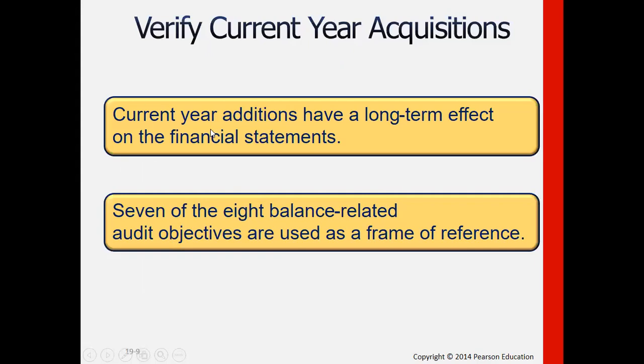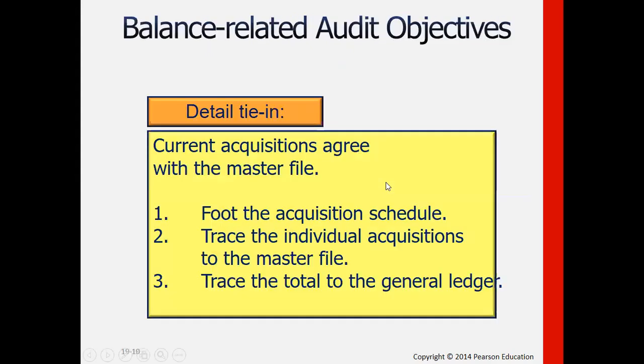Next, in verifying current year acquisitions, we have to take note that the current year additions will have a long-term effect or impact on the financial statements, most especially on the depreciation expense and accumulated depreciation. Then 7 of the 8 balance-related audit objectives, such as occurrence, completeness, etc., are used as a frame of reference. So just 7 out of the 8. Such would be discussed later. Next, for balance-related detail tie-in, we have to take note of the relationship between the balances and the details. So current acquisitions agree with the master file.